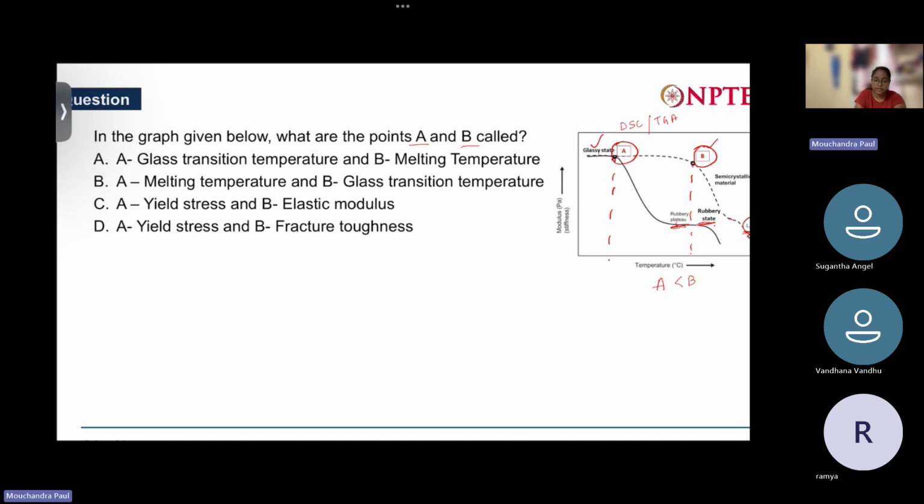So clearly C and D are not correct, right? Here we are not talking about yield stress or elastic modulus or fracture toughness. C and D are not correct. It is either A or B. Anyone would like to try?